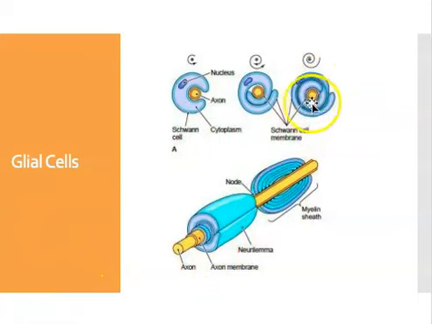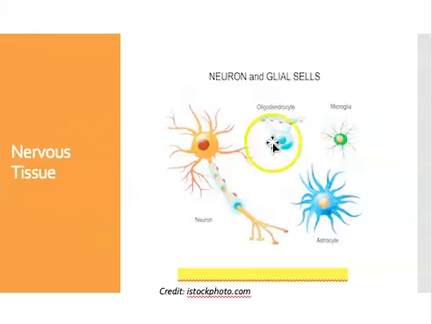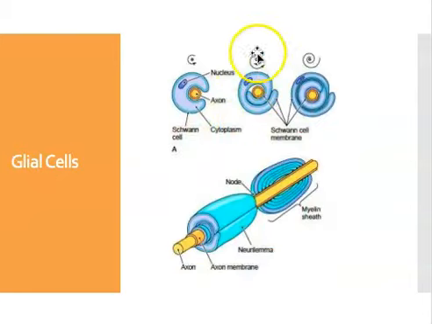Schwann cells physically wrap themselves around the axon. That's different from oligodendrocytes. Oligodendrocytes sit nearby and send out membrane extensions to secrete the myelin. Schwann cells literally sit on top of the axon and secrete myelin.